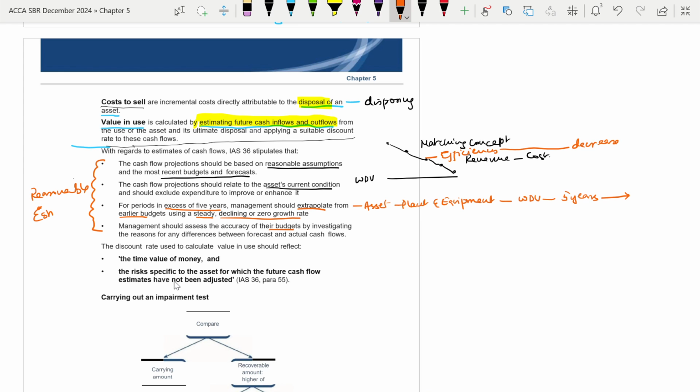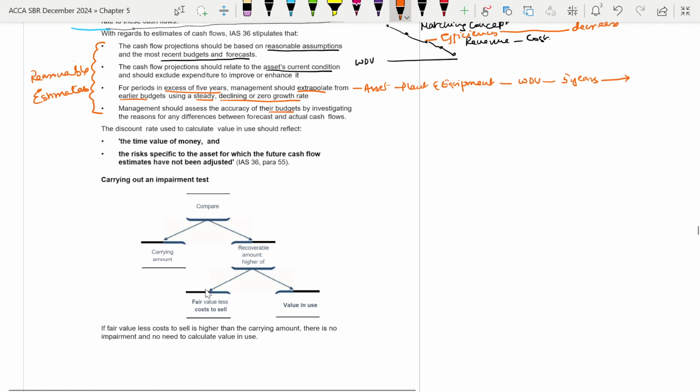The summary is only in two words: you should have a reasonable estimate. Now, when you are doing that, definitely time value of money. Time value of money is nothing but present value: C divided by 1 plus R to the power of T. Now, when you are saying discount rate, R is nothing but the discount rate.